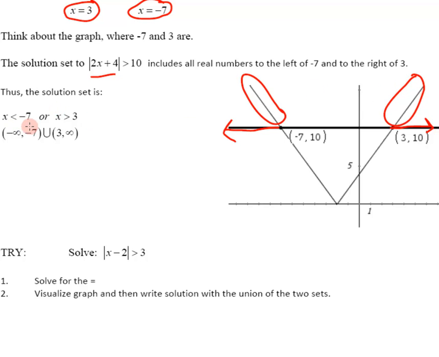x is less than negative 7, or x is greater than 3. My interval solution, negative infinity to negative 7 union with 3 to infinity.